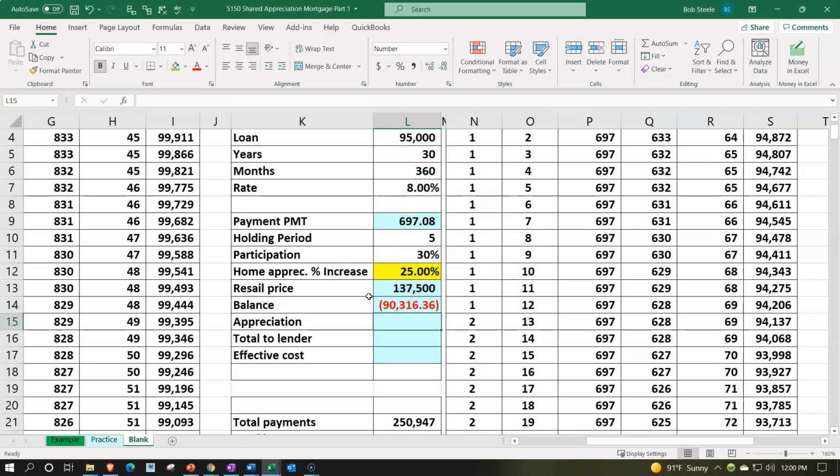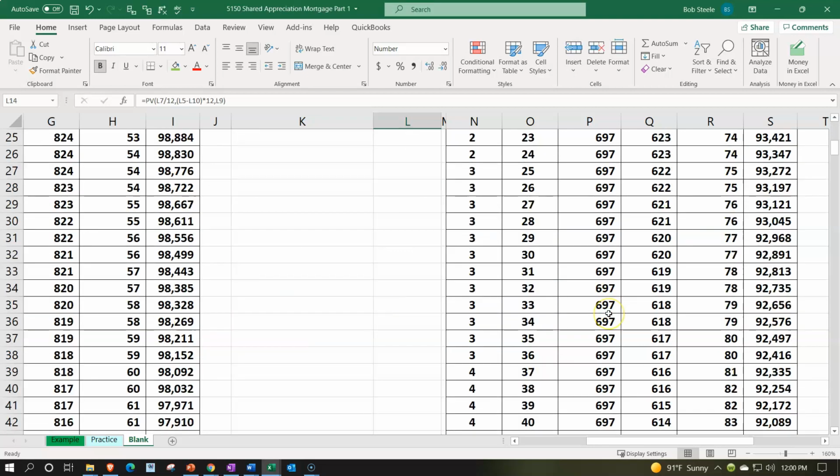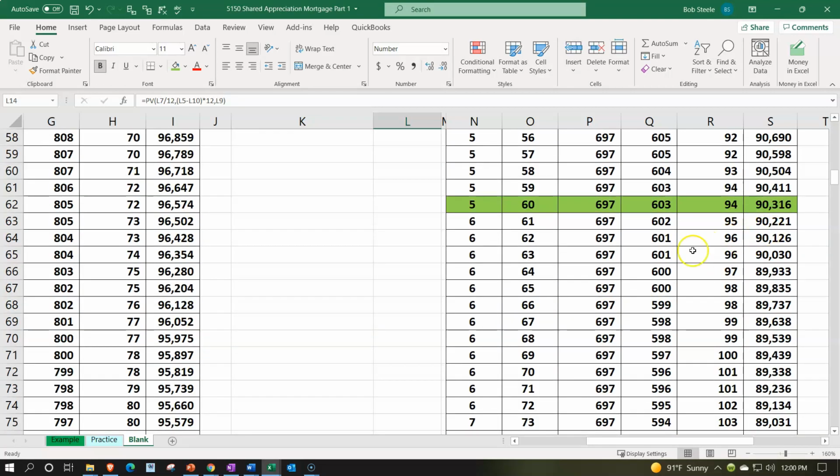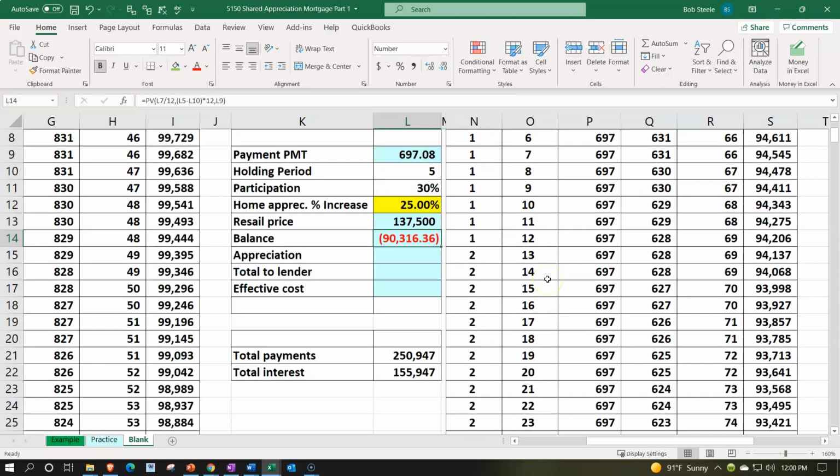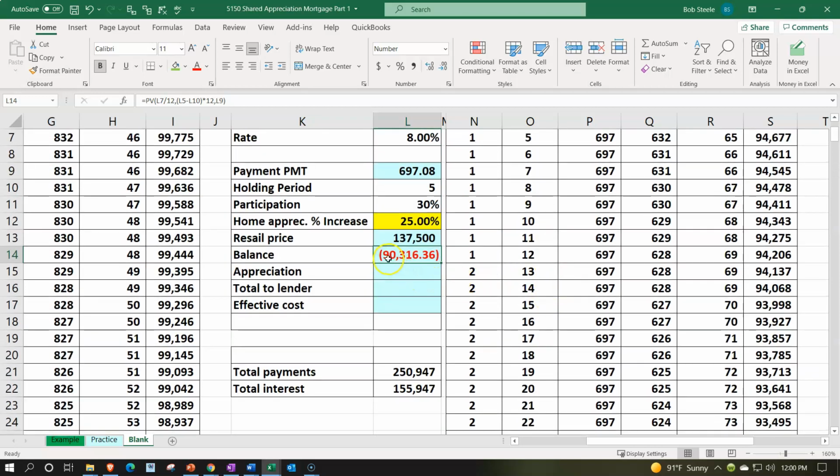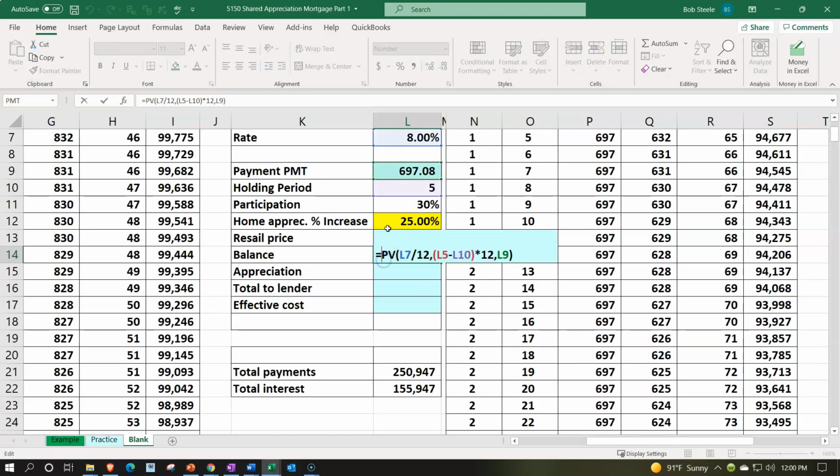Closing up the brackets, we get the 90,316. Is that what I got down here? 90,000. Yes, it is. Of course it is. I sounded a little hesitant, like I wasn't completely confident, but I was the whole time. I knew it was coming out right. So then we're going to say negative present value.